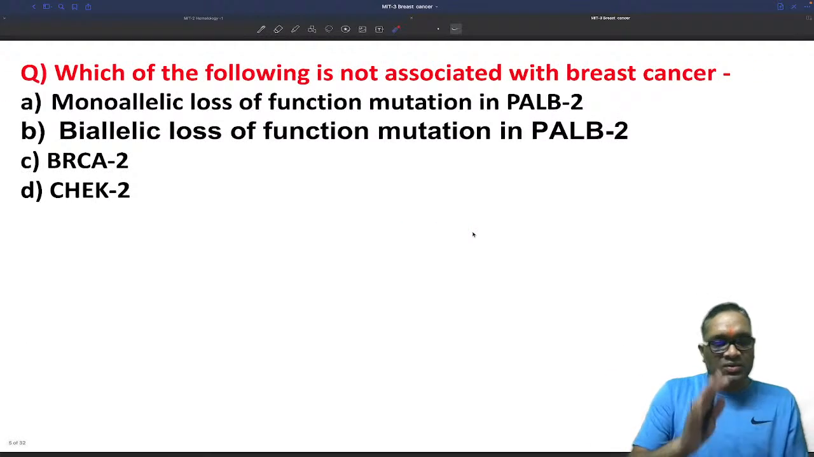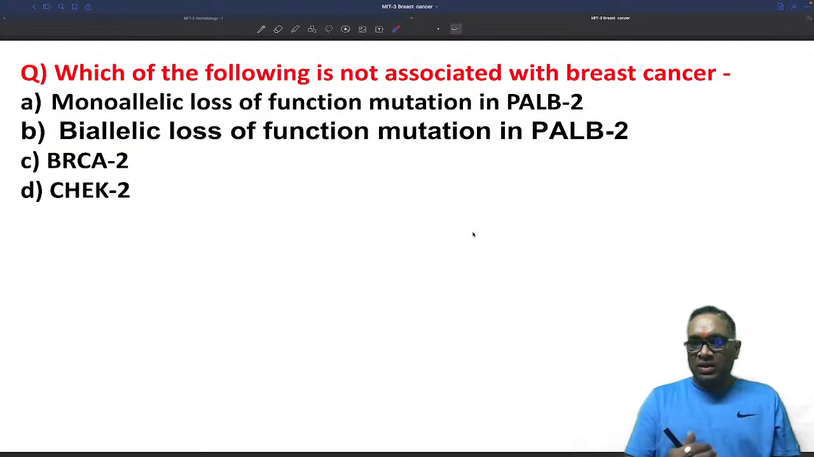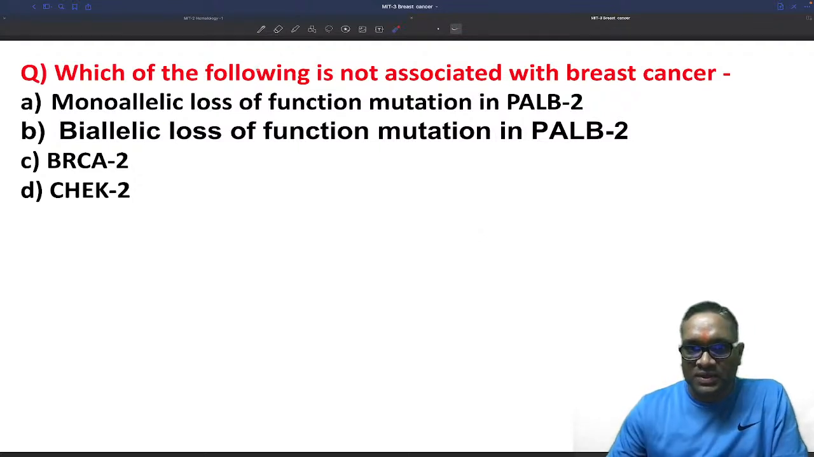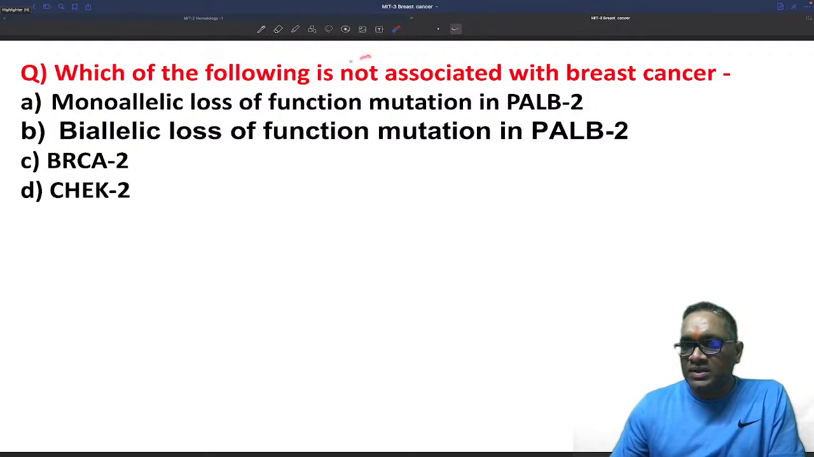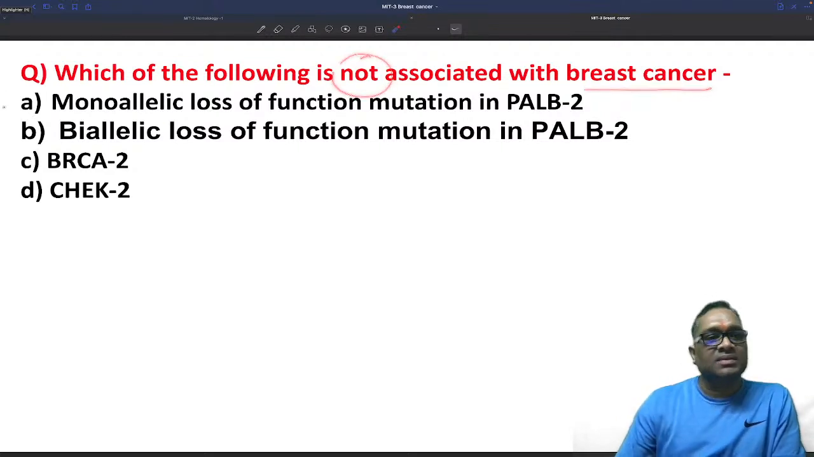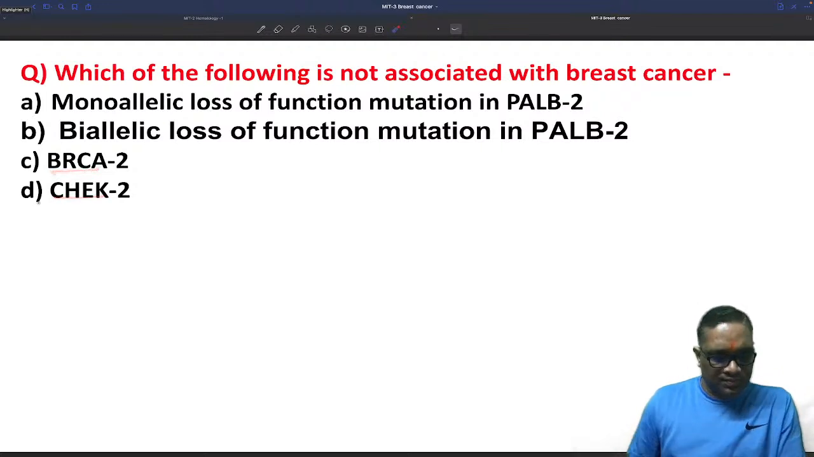So let's start. This is the question. I will be putting questions in front of you. This is the first question, and you have to give me your answer within half a minute or less. Those who give me a quicker answer, I will name them and then we will discuss. Very good question, and this is from the update of Robbins 10th edition. Which of the following is not associated with breast cancer? Monoallelic loss of function mutation in PALB2, biallelic loss of function mutation in PALB2, BRCA2, CHEK2.